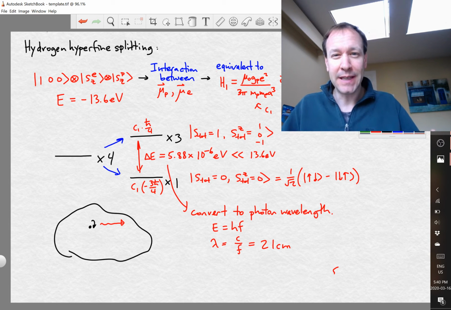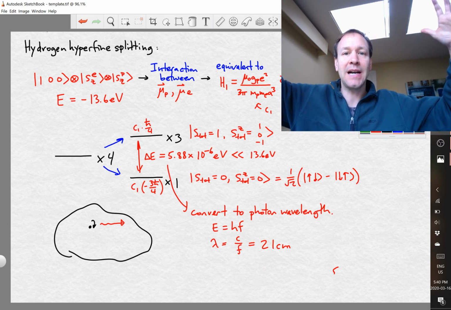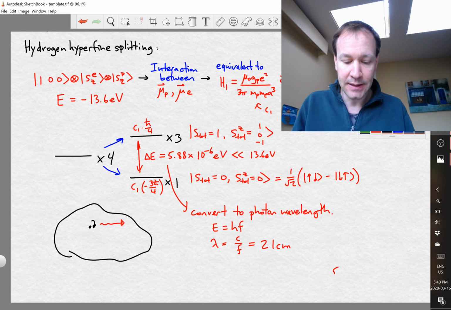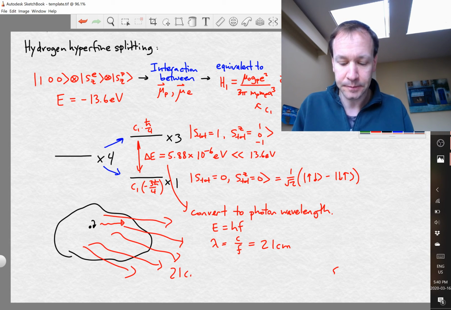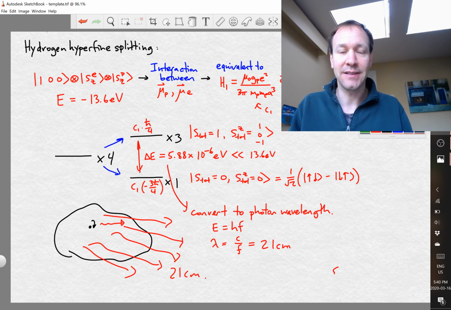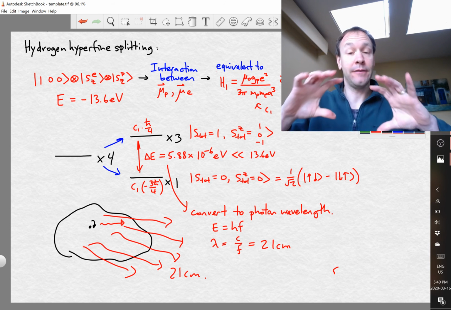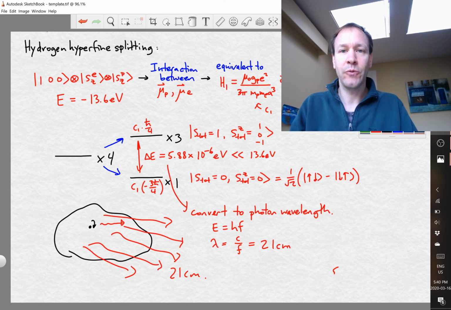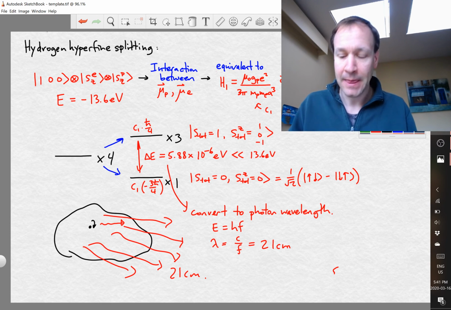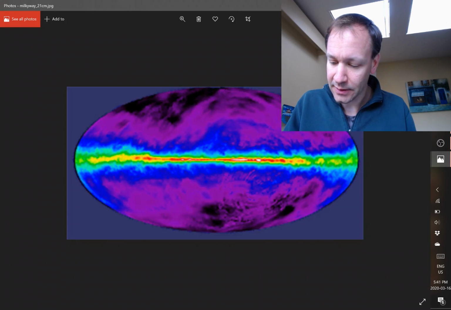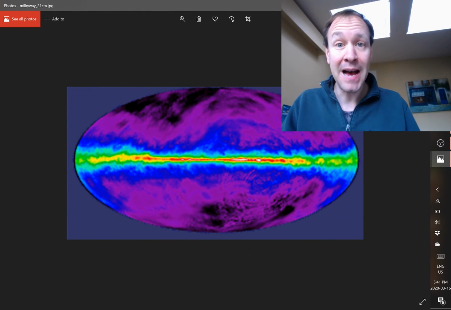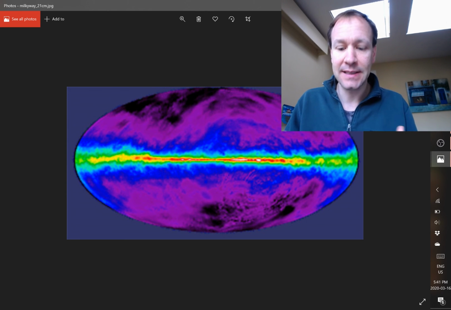Basically, what that means is that if you have some cloud of atomic hydrogen out there in the galaxy or beyond, then we expect there's going to be all this 21 centimeter radio wave radiation coming off of that. So if we want to make a map of atomic hydrogen in our galaxy, we can just build a radio telescope that is sensitive to this 21 centimeter radiation. I wanted to show you a picture of this. It's actually a map. The colors, I believe, just represent intensity. So this is a map of our galaxy in 21 centimeter radio waves.